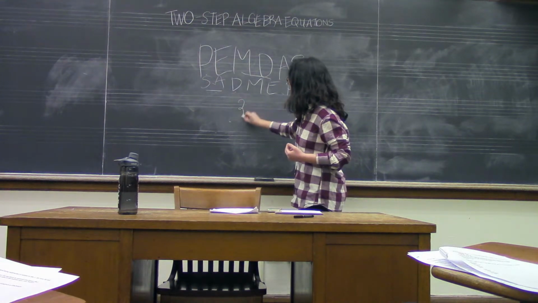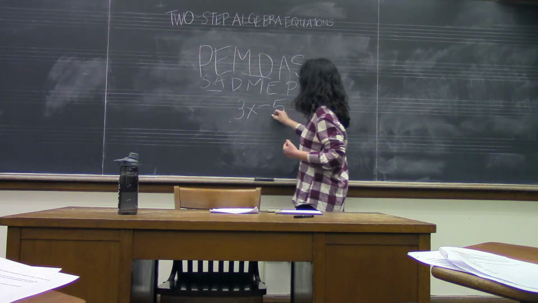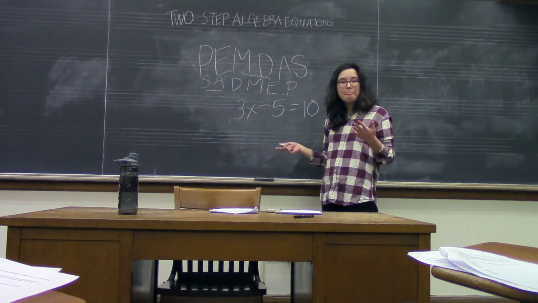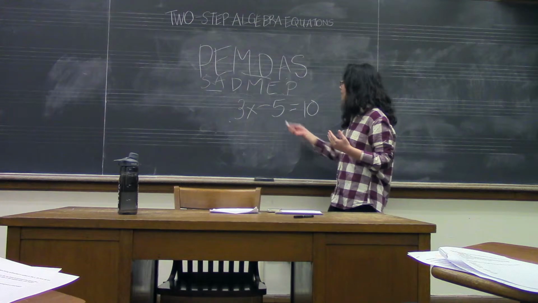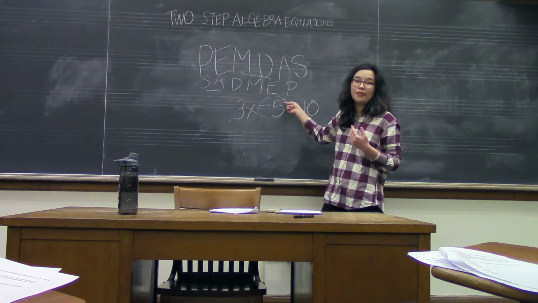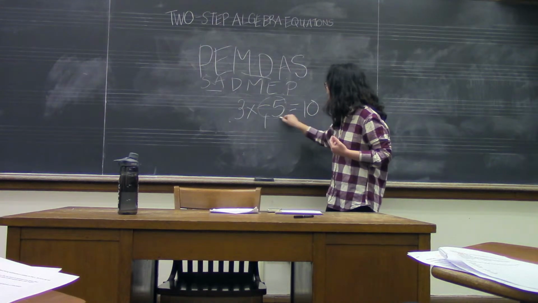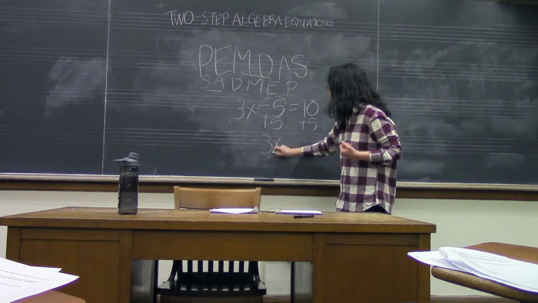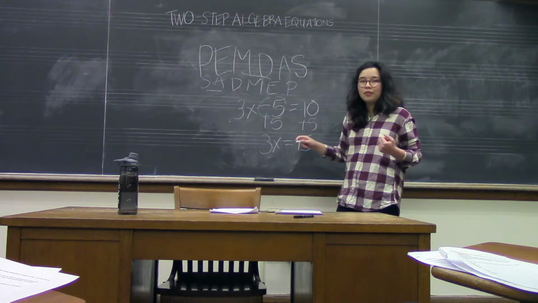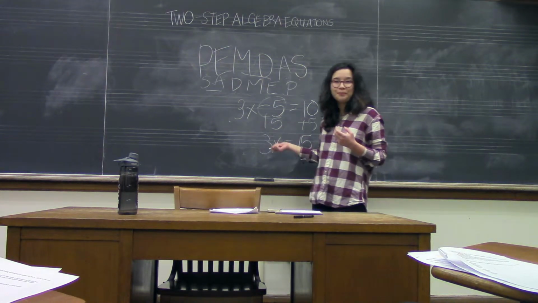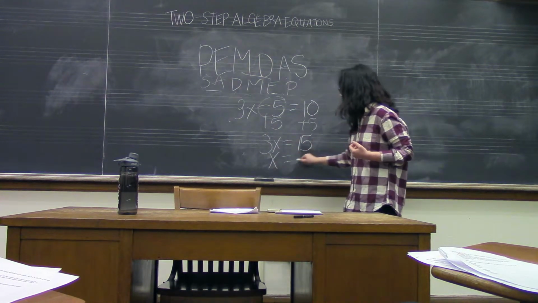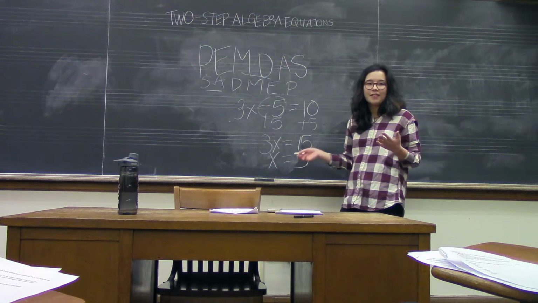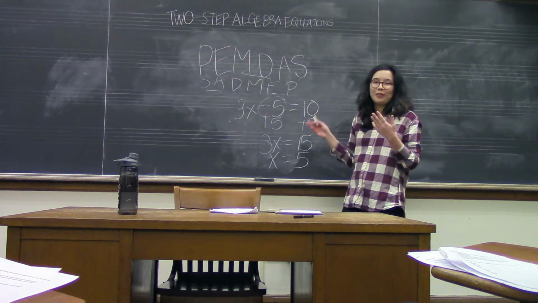Here we have 3x minus 5 equals 10. What would we do first? Subtraction or addition. In order to undo the minus 5, we would add 5, and add 5 on this side too. Then we end up with 3x equals 15. How do we undo multiplication again? Division. So we get x equals, what's 15 divided by 3? 5. And that's our answer. So that's how you do two-step algebra equations.